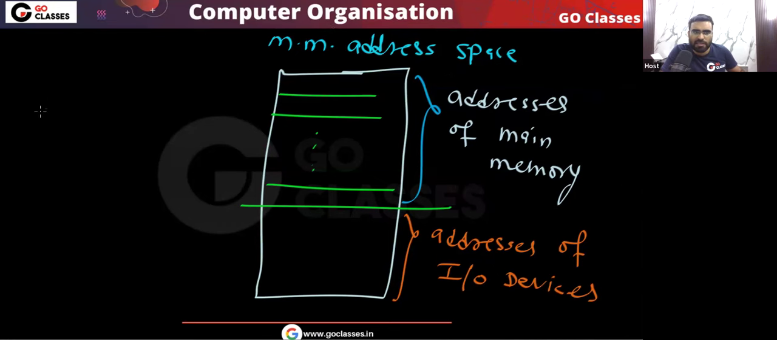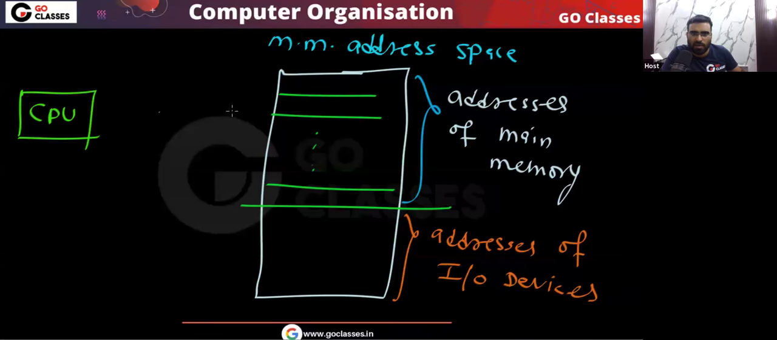What I'm asking, let's assume this is our CPU. You want to access this main memory location. Then what is the instruction the CPU will execute? The CPU wants to access this main memory location. Then what instruction will the CPU execute? CPU will execute load. Yes or no?